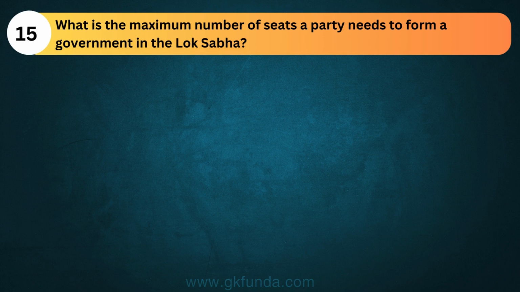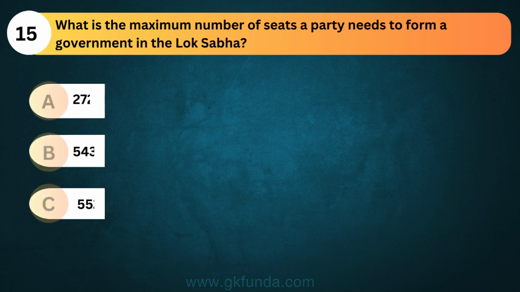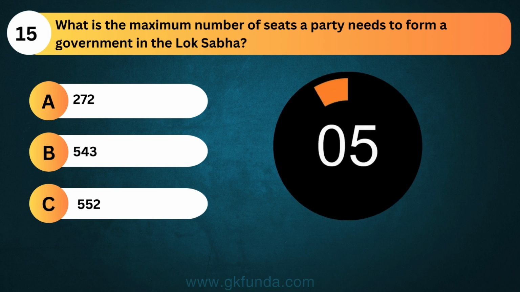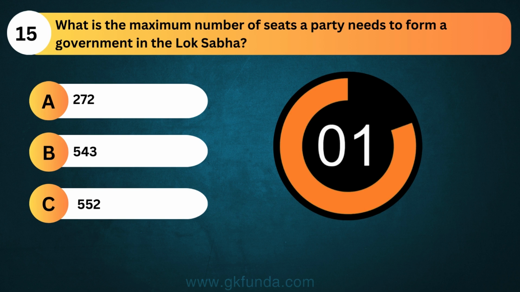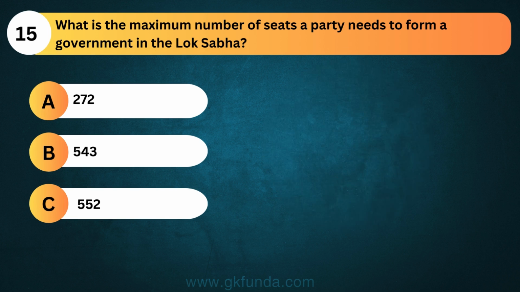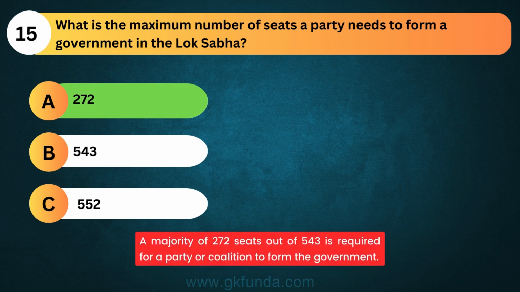What is the minimum number of seats a party needs to form a government in the Lok Sabha? The answer is option A, 272. A majority of 272 seats out of 543 is required for a party or coalition to form the government.